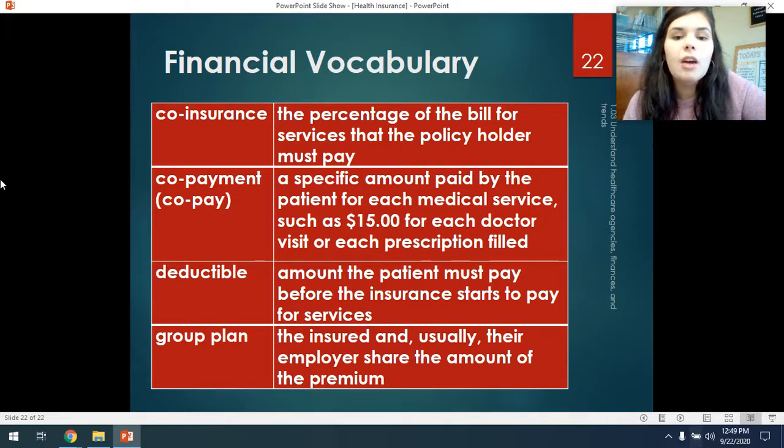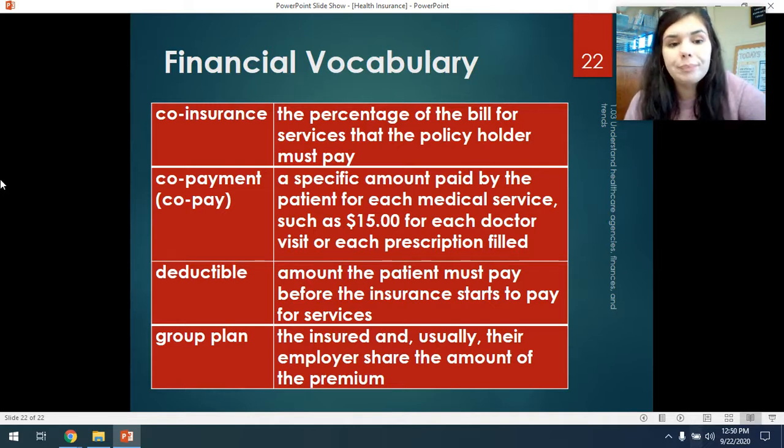Your co-payment, which is something you're going to hear a lot, is a specific amount that you must pay for a certain medical service, such as maybe you have a co-payment of $15 for each time you go to get a prescription filled or each doctor visit, or maybe you have a $10 co-pay for every time you go to the eye doctor. So a co-pay is just something you're going to have to pay up front every time you go to a certain medical office.